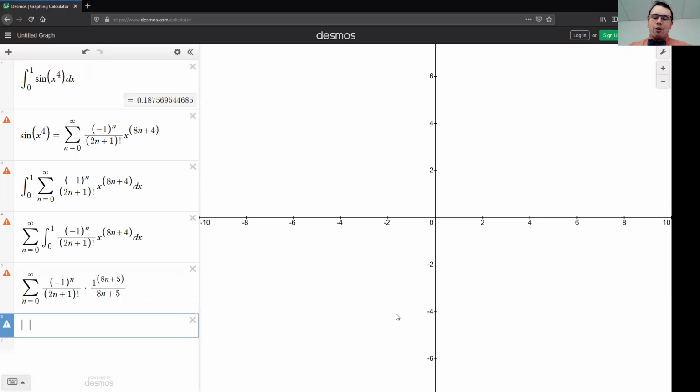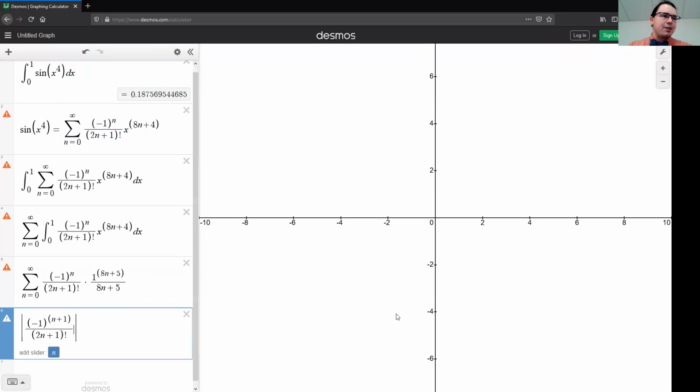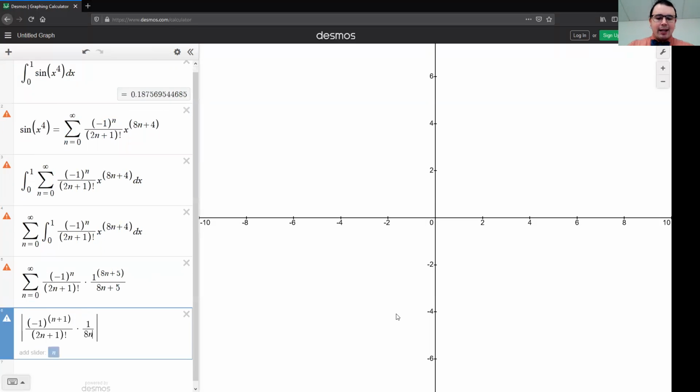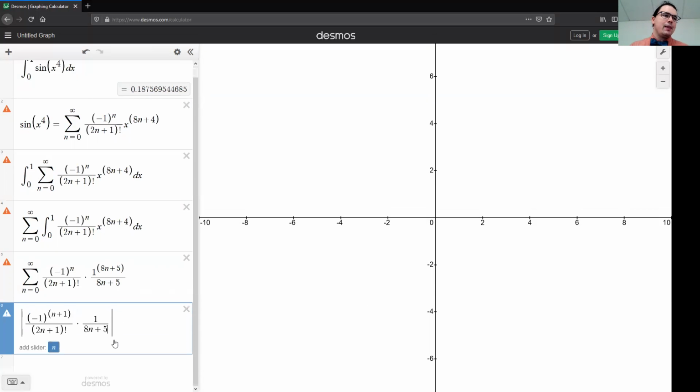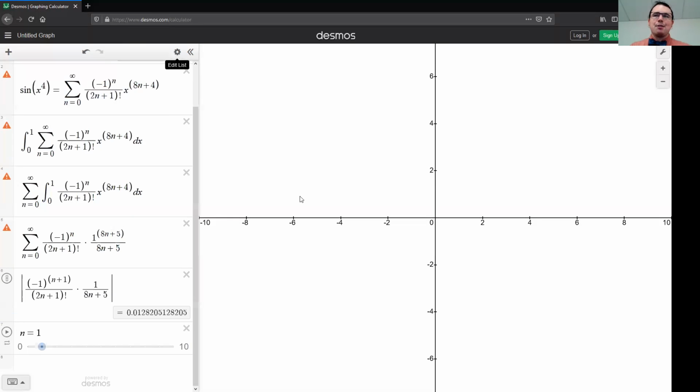That's a special property of alternating sums. We've seen that previously. So I'm going to calculate how big this fraction is, where I've got (-1)^(n+1), I'm dividing by (2n+1) factorial, and then I'm multiplying by 1 divided by (8n+5). However big this fraction is will tell me the margin of error for my partial sum in approximating the alternating series.